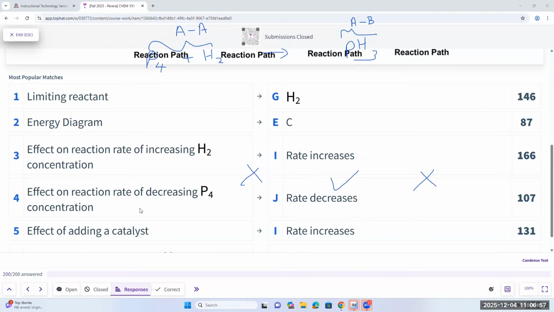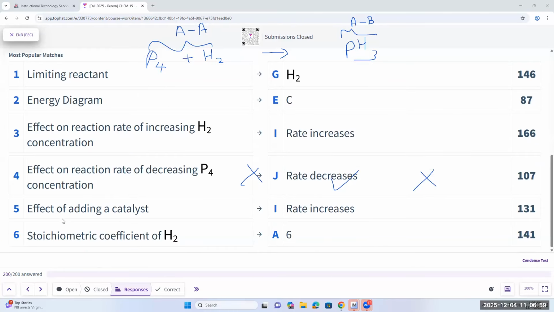Okay, that's why most of us said rate decreases when you decrease the P4 concentration. And the effect of adding a catalyst, okay, most of us said rate increases. That's what catalysts are for, right? Catalysts are there to increase the rate by decreasing the activation energy. So, that's the main purpose of that. That's the only reason why anyone would add a catalyst for any reaction.